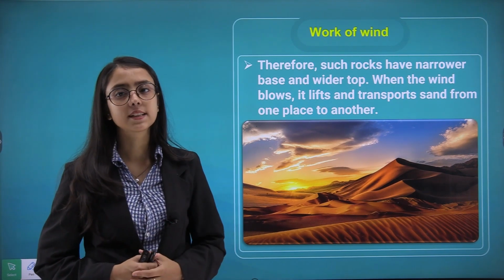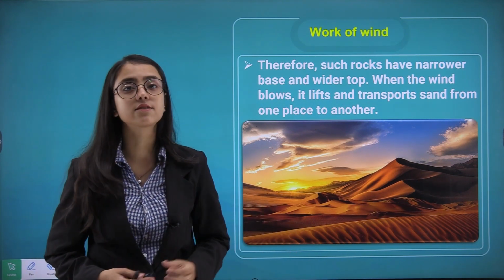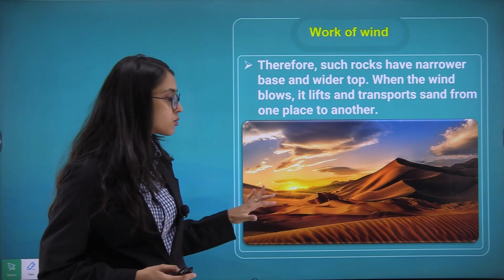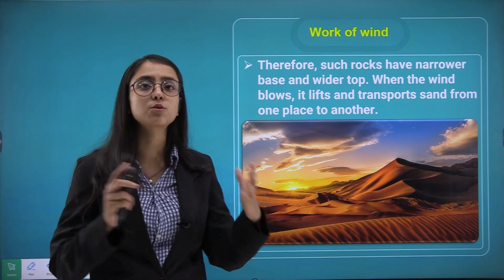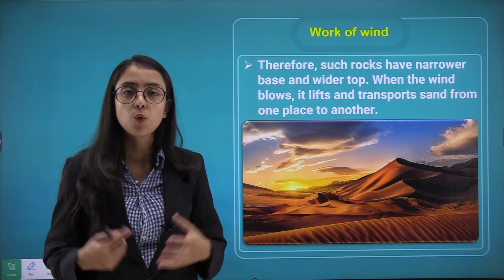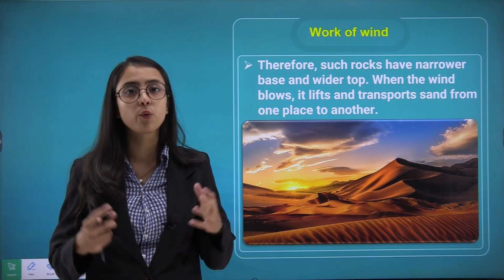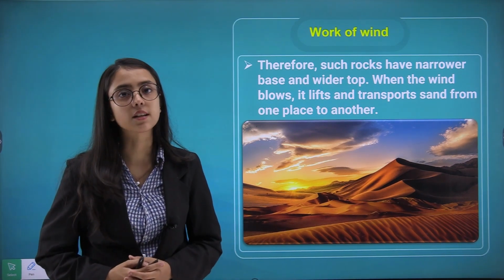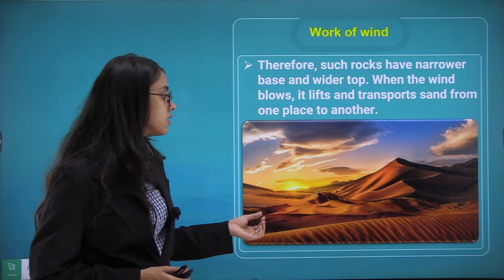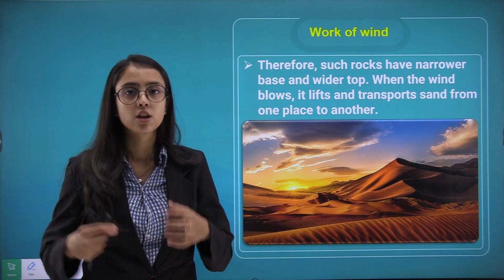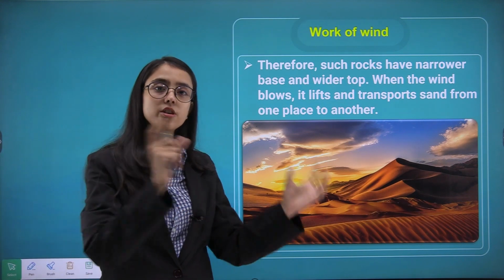When the wind blows, it lifts and transports sand from one place to another, and this gives rise to sand dunes. We always talk about how sand dunes shift from one place to another. But why does it happen? Why do sand dunes shift from one place to another? Because of the movement of wind. When a very strong wind blows in a desert area, it erodes and takes away tiny sand granules. This happens in very large quantity, and then they shift to one place.